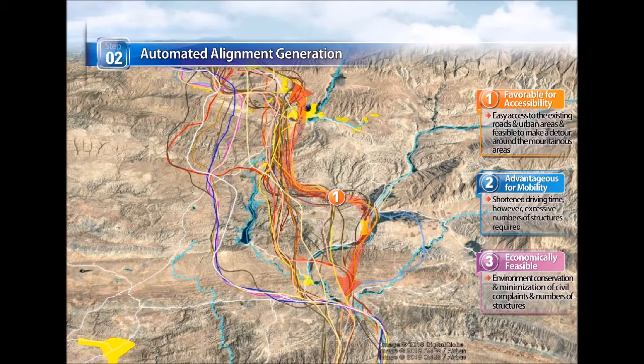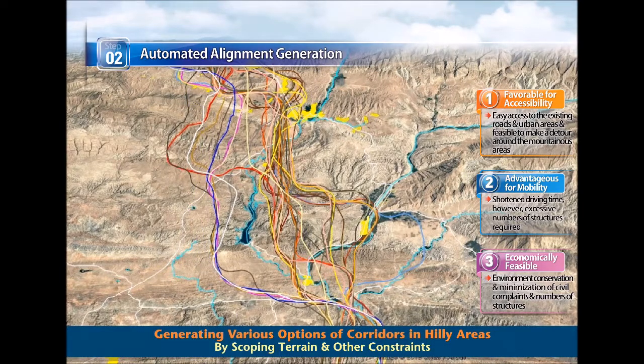The first corridor has easy access to the existing road and urban areas, and it is feasible to make a detour around the mountainous areas. The second corridor shortens the driving time, so the mobility improves. However, it requires numbers of structures to be constructed. The third corridor is economically feasible, conserves the natural environment, and minimizes civil complaints and installation of structures. In this way, various options of preferred corridors are provided by scoping terrain and other constraints, such as construction cost and environment.